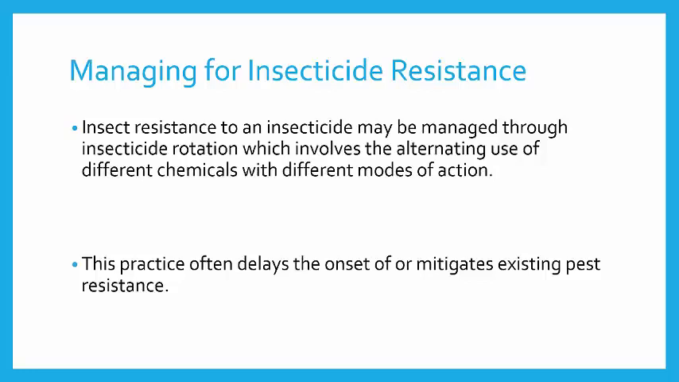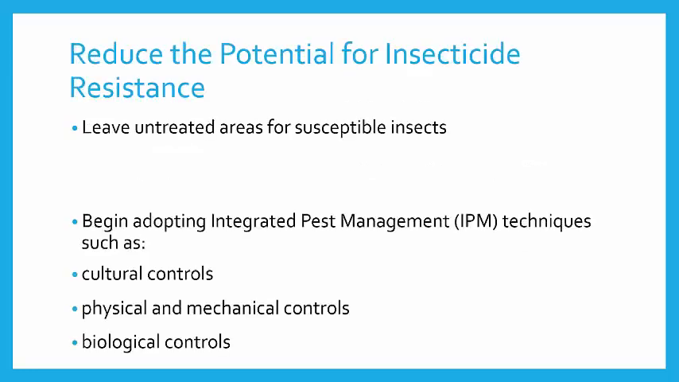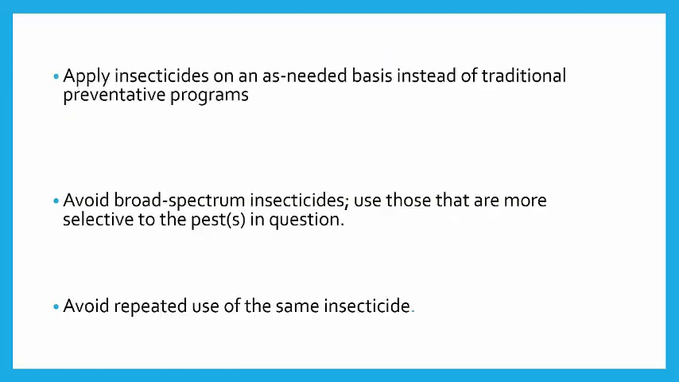Tank mixing insecticides is the combination of two or more chemicals with different modes of action in order to improve individual insecticide application results. This practice may help to delay the onset of pest resistance. To reduce the potential for insecticide resistance, leave untreated areas for susceptible insects. Don't rely on insecticides alone. Begin adopting integrated pest management techniques such as cultural controls, physical and mechanical controls, and biological controls. Apply insecticides on an as-needed basis instead of traditional preventative programs.